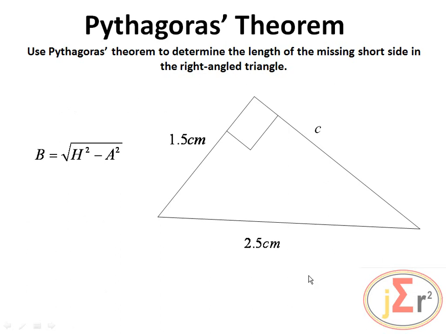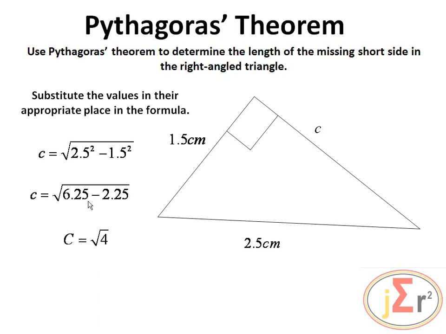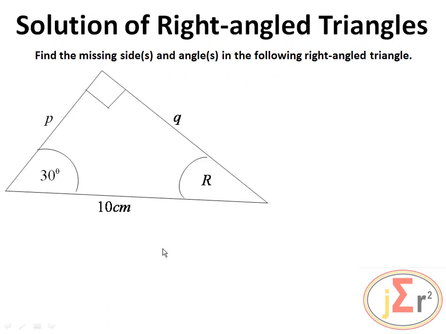So let us take a look at our final triangle in this section. Right now, we are going to determine the length of side C, which is, of course, one of the shorter sides of the right angle triangle. Good. Now, we are going to have the hypotenuse right there. The hypotenuse goes first, the square of it, minus the square of the other short side. And that is our result. And of course, the square root of 4, no problem. And that's all there is to it.